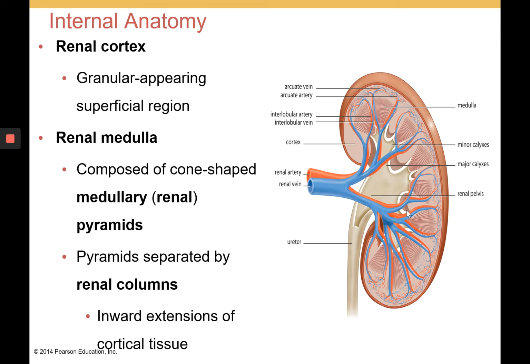So we have in this PowerPoint more on the internal anatomy. So you can see here the definitions for renal cortex, the granular appearing superficial region, where you find a majority of the nephron. There's going to be structures of the nephron that proceed into the medulla, but most of the nephrons are in the renal cortex, especially the renal corpuscle. Then you have the renal medulla, made up of those medullary pyramids and their columns. And the columns are inward extensions of cortical tissue, but they are officially a part of the renal medulla.